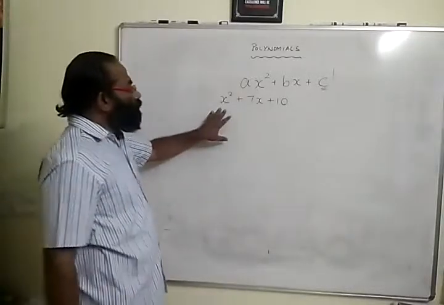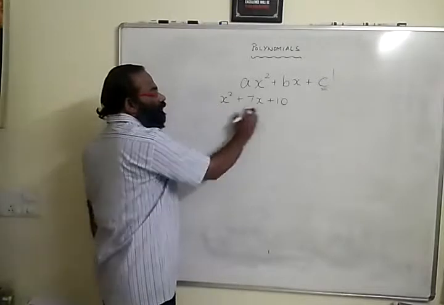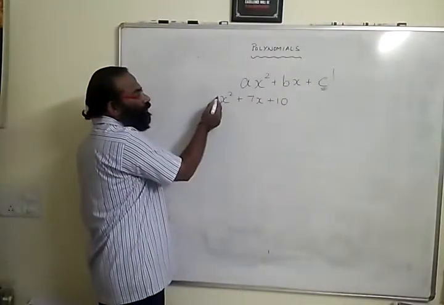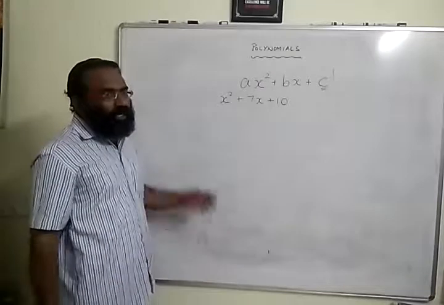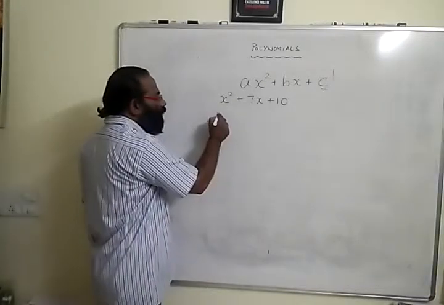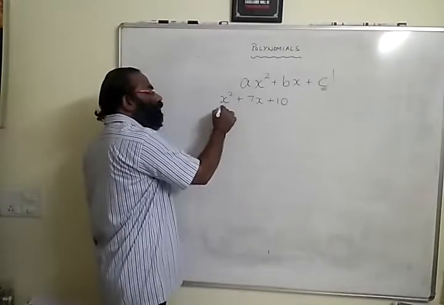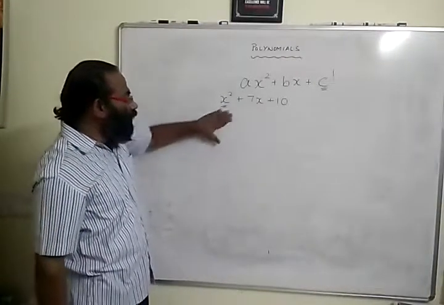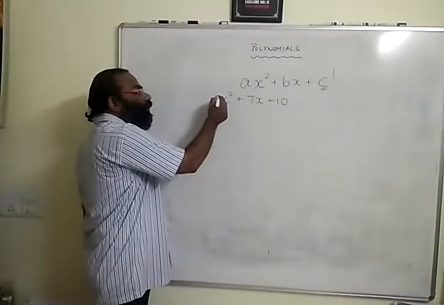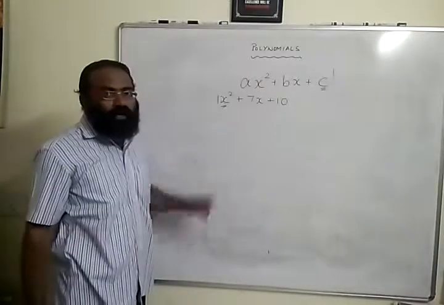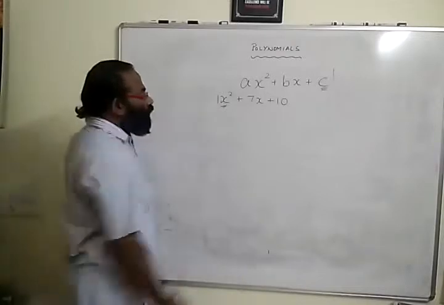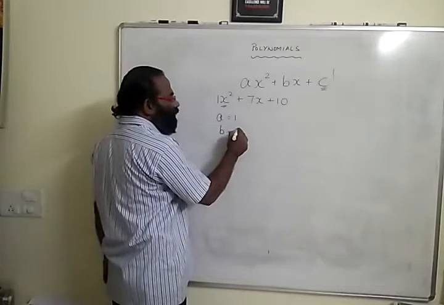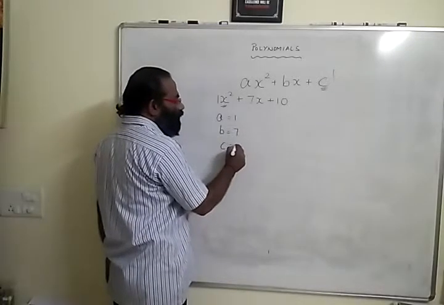Now, this is of the form ax squared plus bx plus c. So what is a here? There is nothing in front of x squared. Many students make the mistake of saying a is equal to 0, or some of them say a is equal to x squared, but a is neither 0 nor x squared. a is the coefficient of x squared, and if there is nothing in front of x squared, it means there is a 1. So a is equal to 1, b equals 7 and c equals 10.